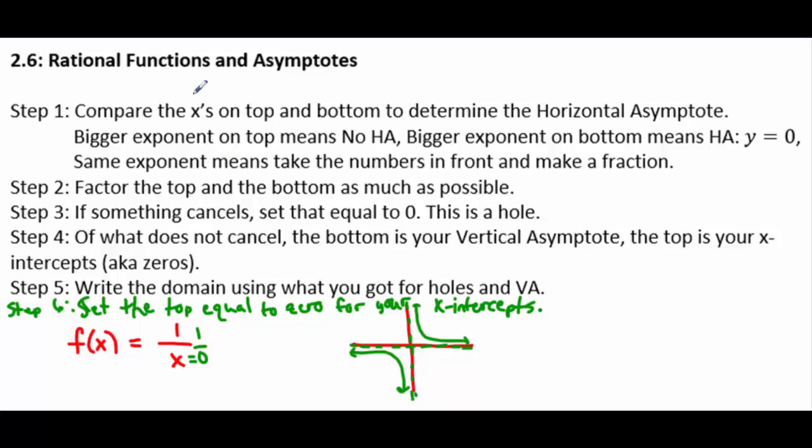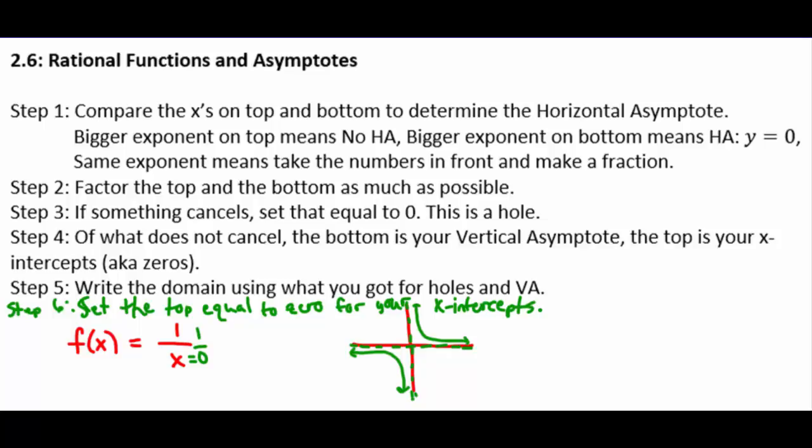Horizontal asymptotes are tricky because there are 3 cases we're trying to find the difference between. Basically, we compare the x's on top and bottom, and we only care about the biggest exponent, the x with the biggest exponent on top and the x with the biggest exponent on bottom. If there's a bigger exponent on top, that means there's no horizontal asymptote. If the bigger exponent is on bottom, our horizontal asymptote is at y equals 0. And having the same exponent means we're going to take the numbers in front of our x's and make a fraction.